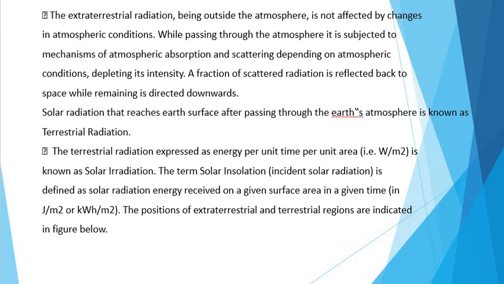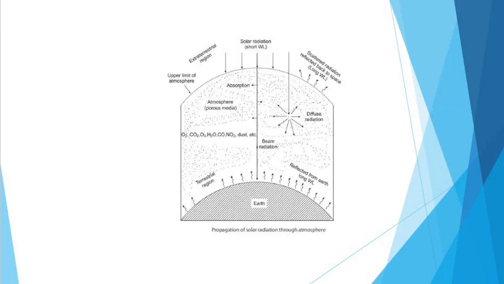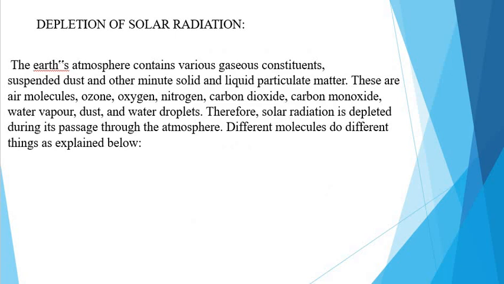The positions of extraterrestrial and terrestrial regions are indicated in the figure. So that is outside the atmosphere, the extraterrestrial region. Within the atmosphere is the terrestrial region. This is the surface of the Earth. This represents the scattering of sun rays, and some of the rays are absorbed by the atmospheric particles. Depletion of solar radiation.